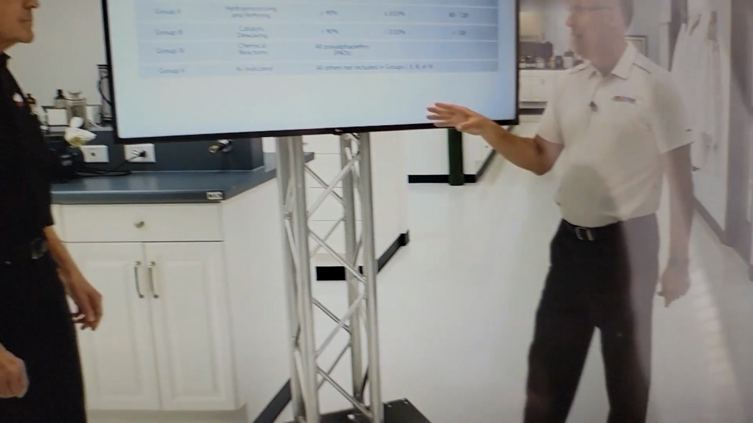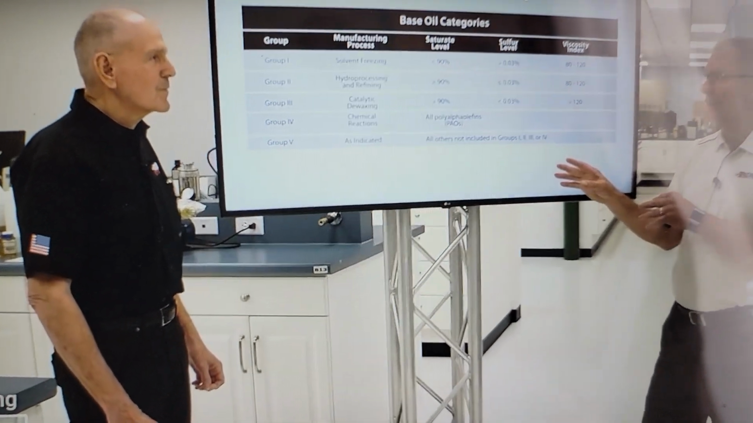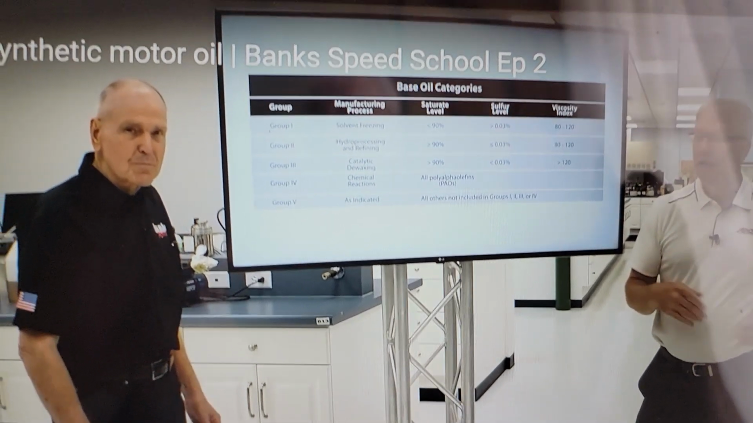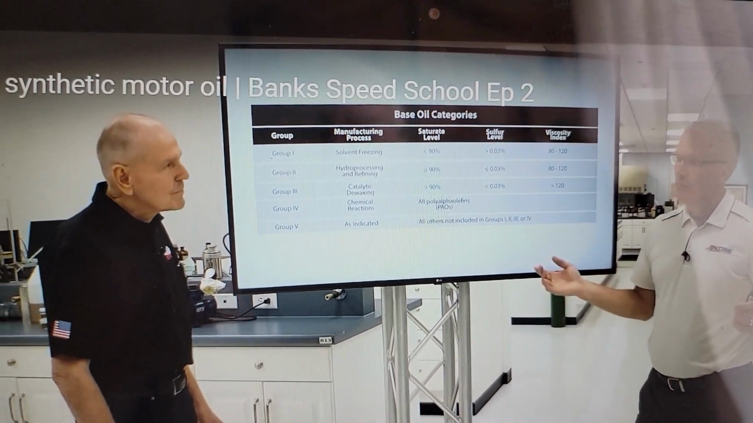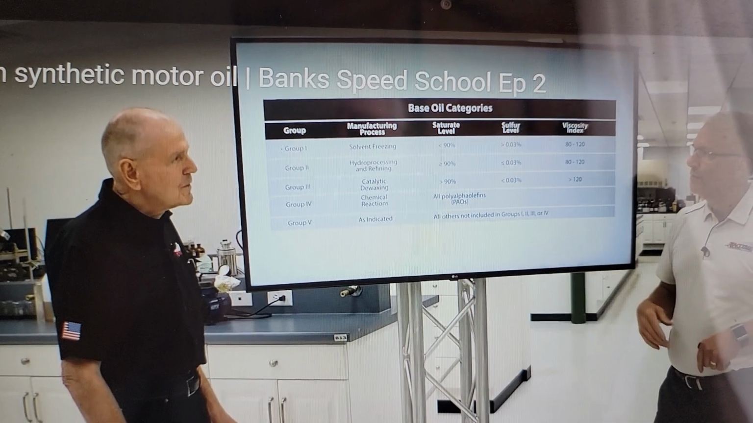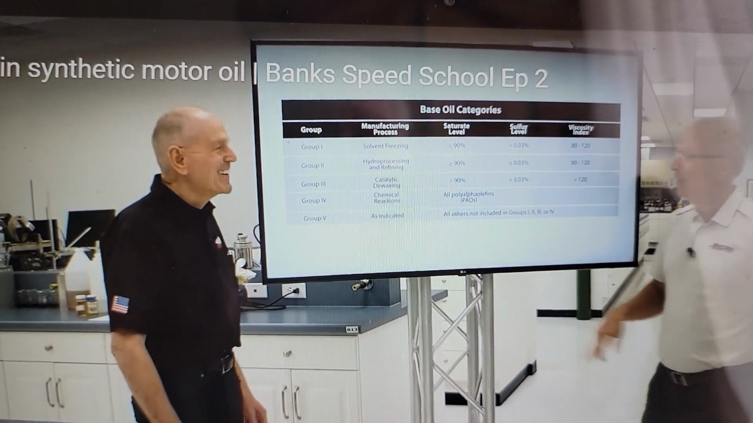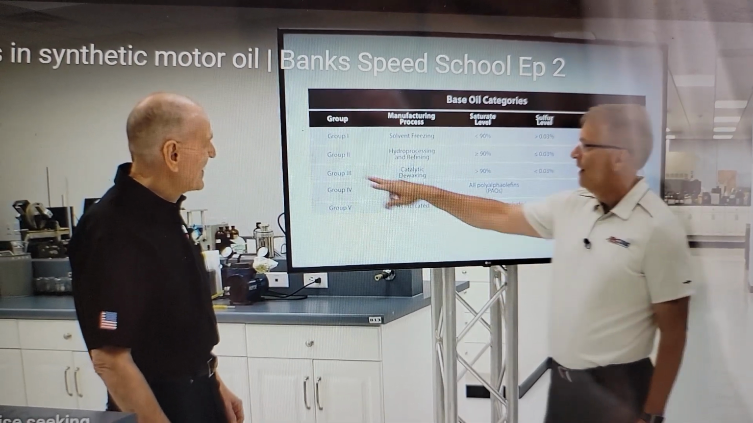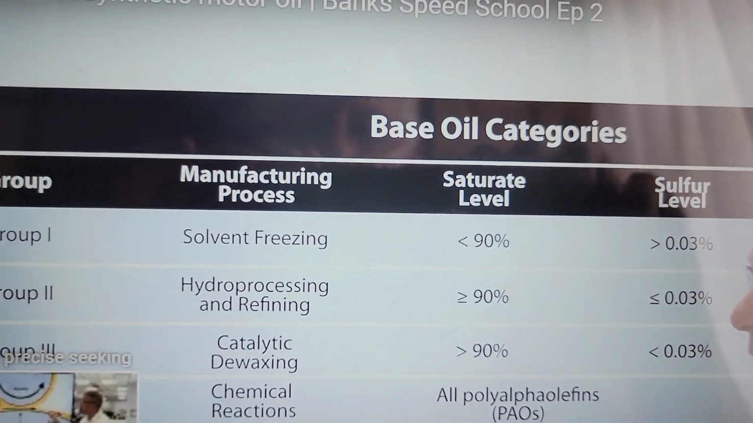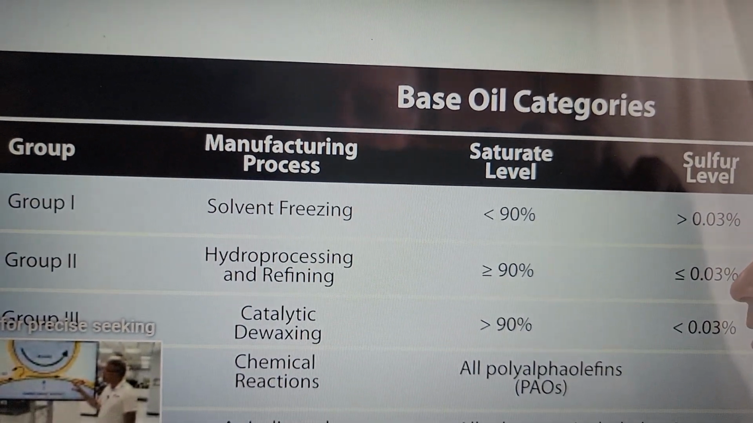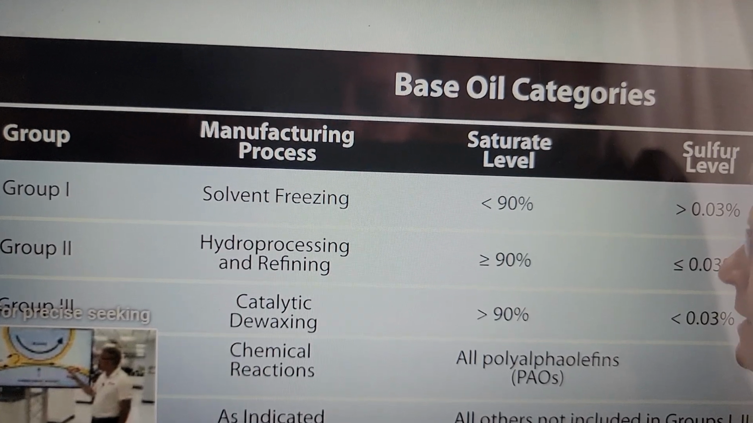So now group 3, Gail, this is where we get into synthetics. Yes. So we didn't define this. There was an industry dispute several years ago where one base oil manufacturer was making group 3 base oils, and they wanted to define group 3 base oils as synthetic. They ended up winning that argument.